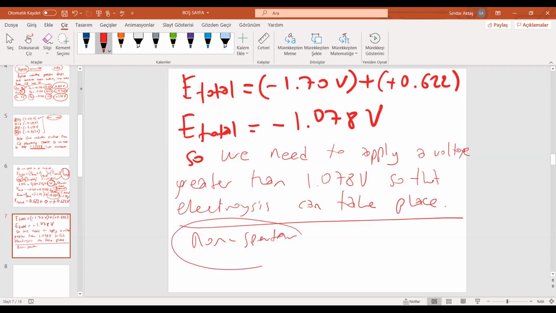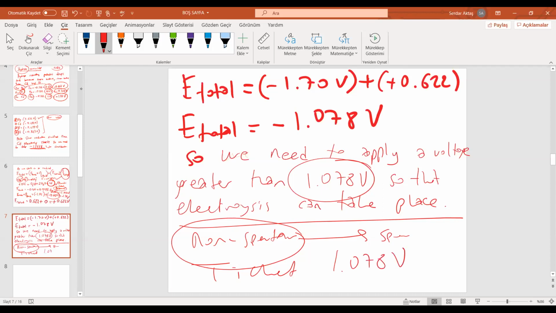In order for us to make this non-spontaneous reaction spontaneous, we need to pay the price. We need to get the ticket. The ticket is to supply greater than 1.078 volt, so that silver reduction takes place. As silver is a precious metal, it starts off first, and then cadmium, and then iron, then finally hydrogen reduction takes place due to hydrogen overpotential.